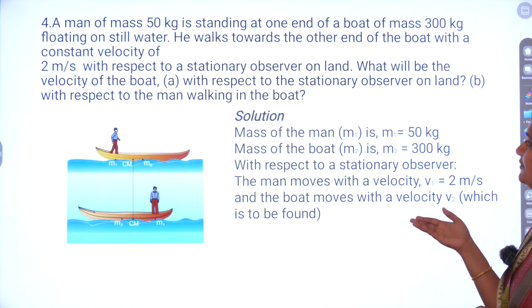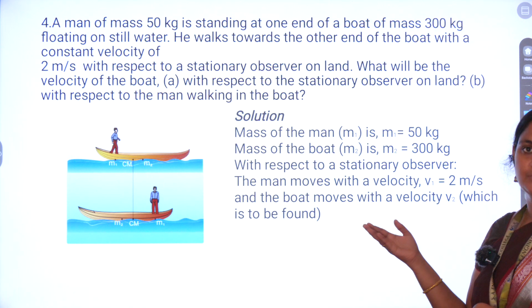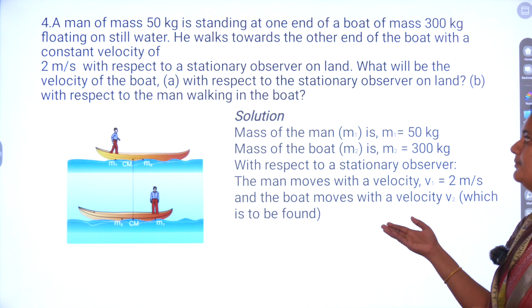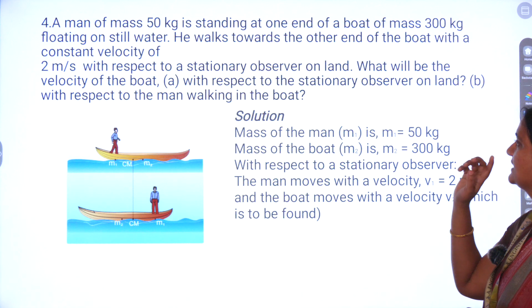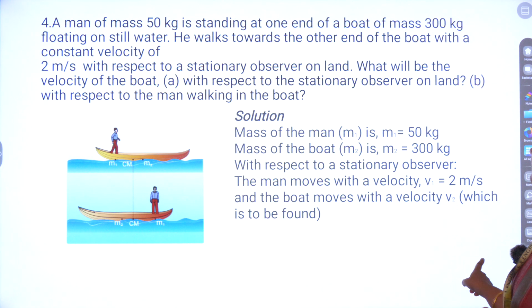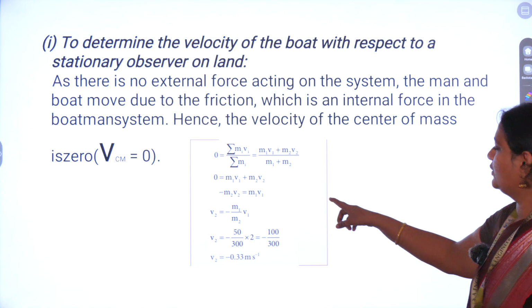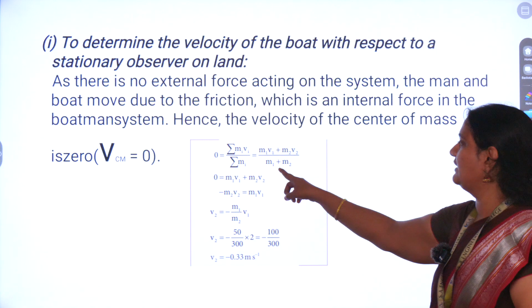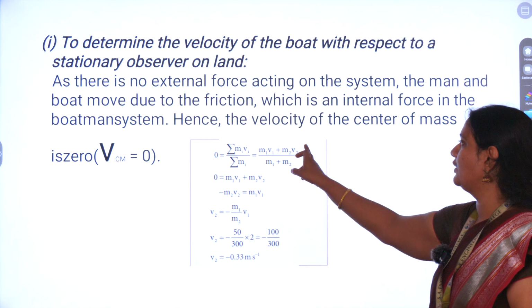What is the velocity of the person? Do we know that? Yes. According to the stationary observer on the land, the person traveling on the boat has a velocity of 2 meters per second. So v1 is given. You are going to calculate v2. I told you, right? (m1v1 + m2v2)/(m1 + m2), cross multiplying by m1 + m2, will be equal to 0, and you are going to calculate v2.